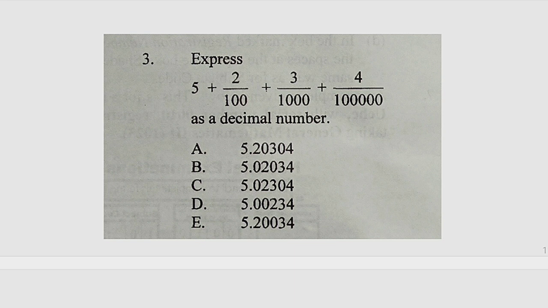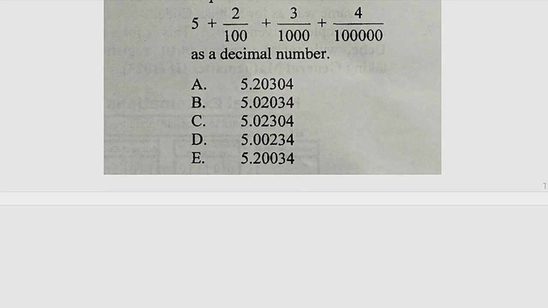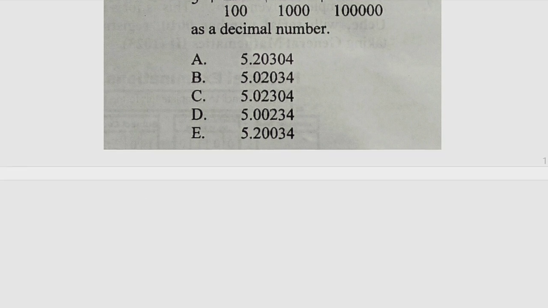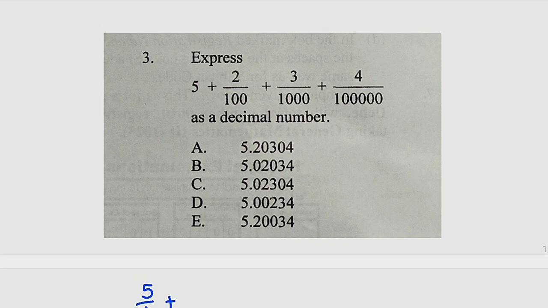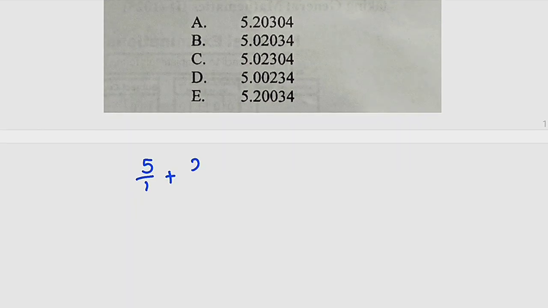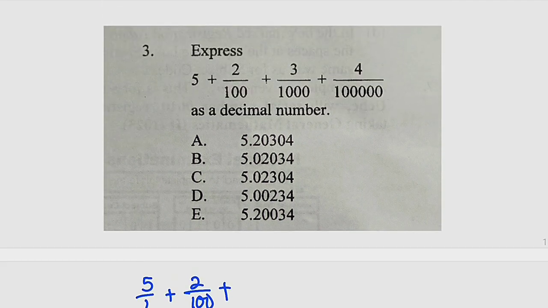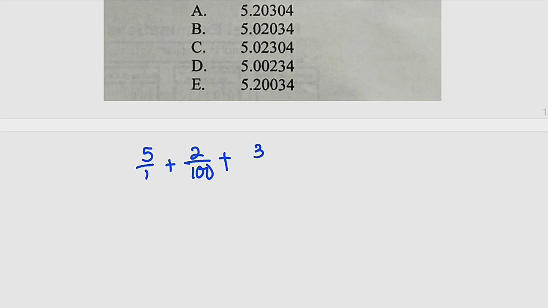All right, here is question number 3. We are asked to express the sum of all these 4 numbers in decimal. So you can simply plug all these numbers into your calculator and choose the right option. But for me, I'm going to show you step by step how to do that. So we have 5 divided by 1, plus the second one, which is 2 divided by 100, plus 3 divided by 1000.